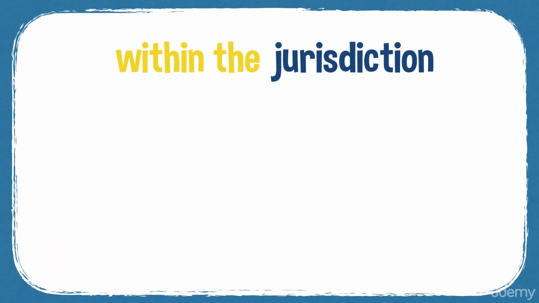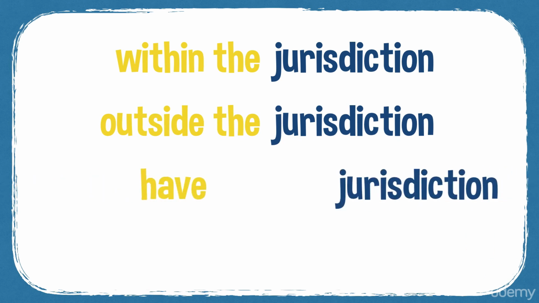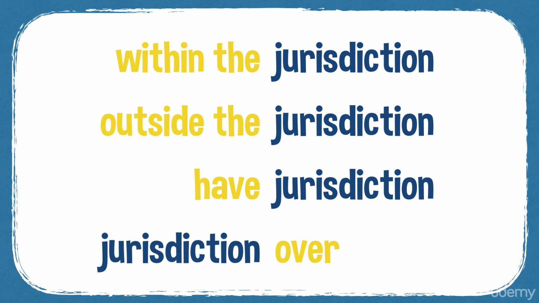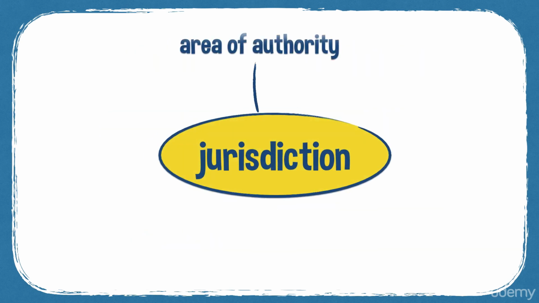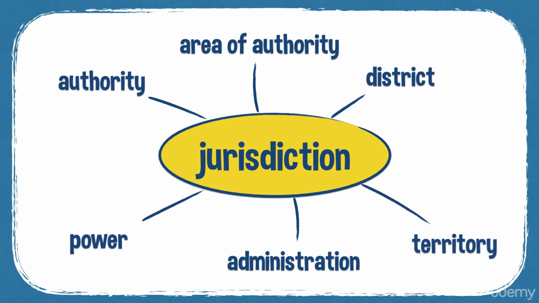So we often talk about within the jurisdiction. Outside the jurisdiction, you have jurisdiction, and you can have jurisdiction over something or someone, somewhere. So some synonyms. Jurisdiction is a very specialised word, but you could have area of authority, administration, district, power, authority, territory.